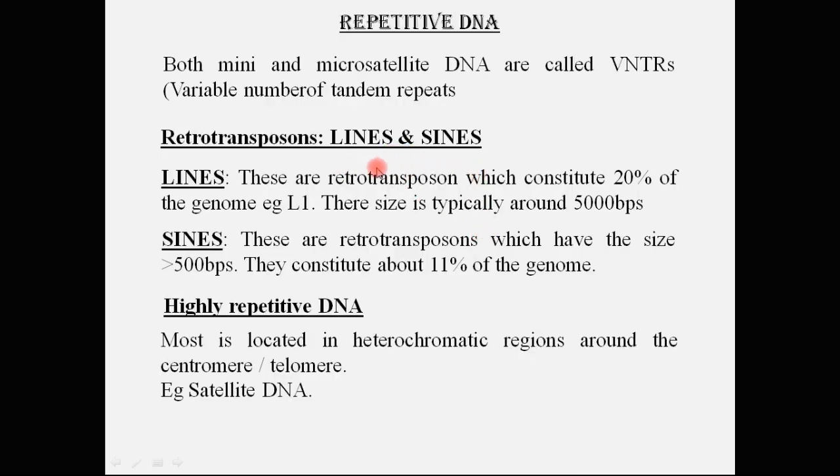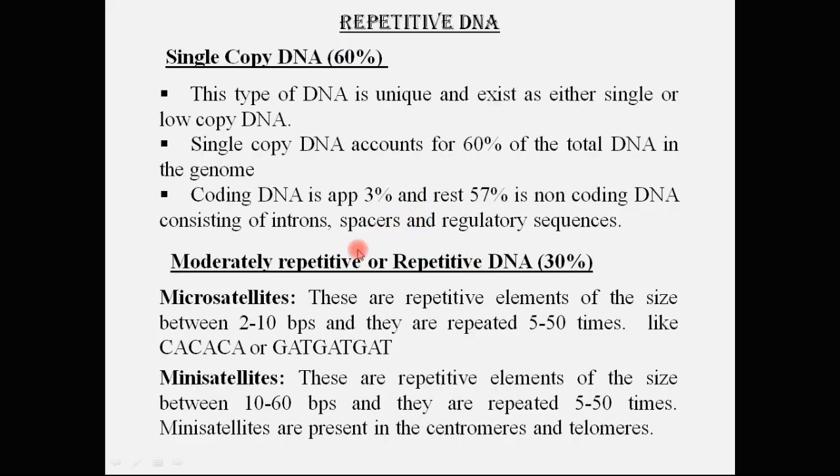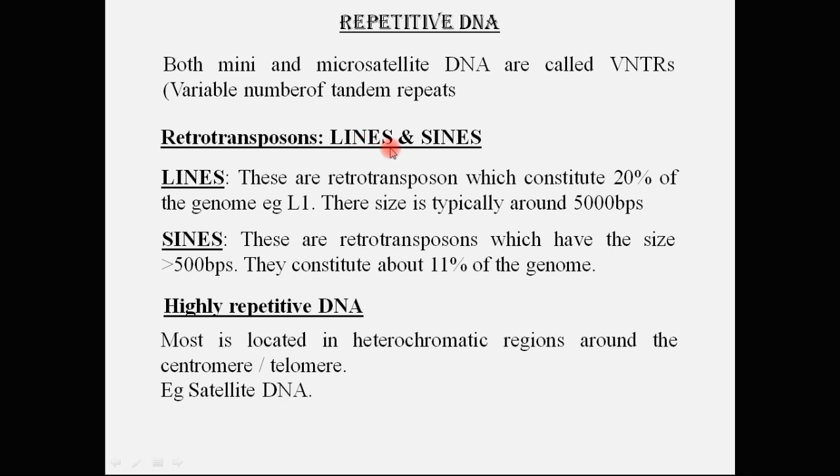Now retrotransposons are again moderately repetitive DNA. They are of two types, LINEs and SINEs. LINEs are long interspersed nuclear elements which constitute 20% of the genome. Example L1. Their size is typically 500 base pairs. And SINEs are retrotransposons which have a size of greater than 500 base pairs, and they constitute 11% of the genome.